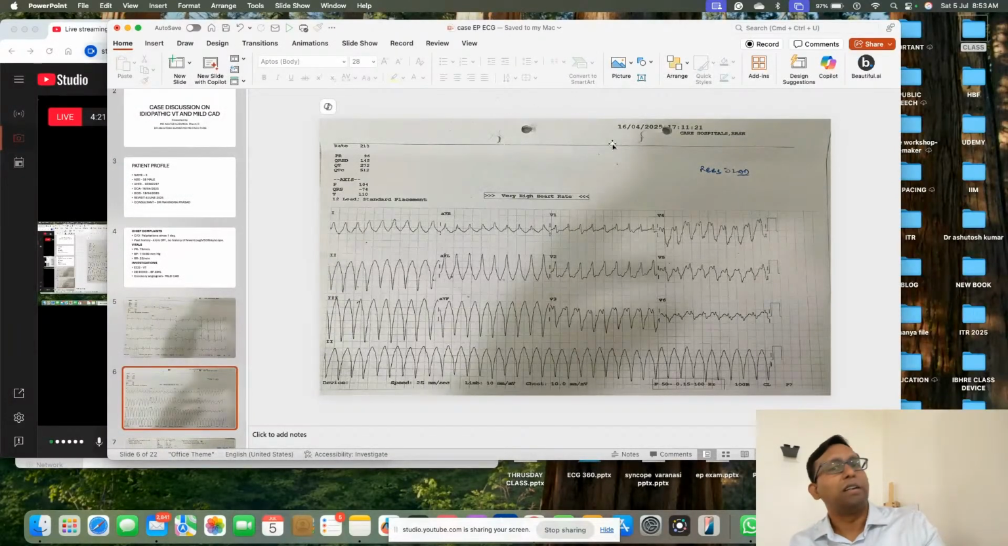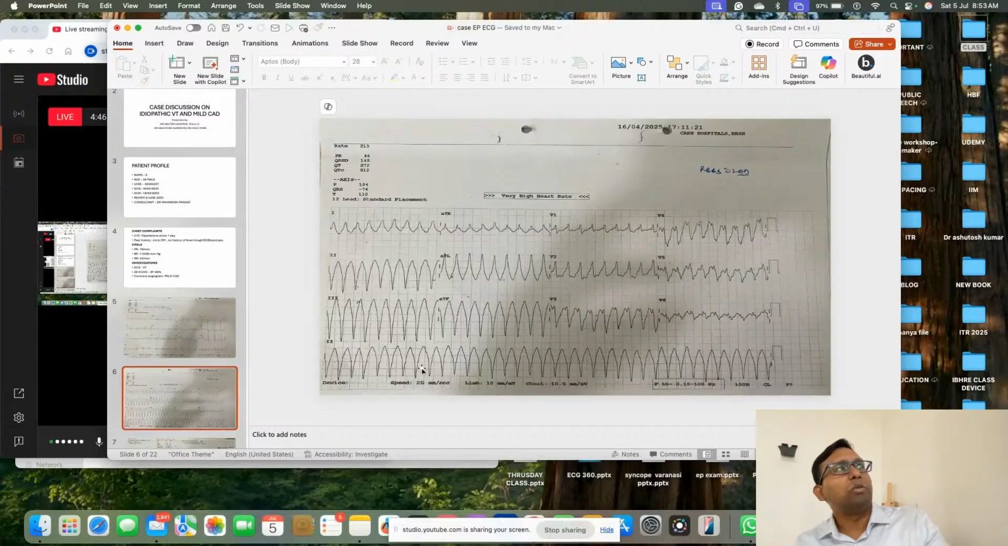Let me, you can see here now. So this is the RBB pattern, meaning V1 is positive, and here you can see leads 2 and 3. So 2 and 3, what is there? Left axis, because it is negative. So RBB with left axis, until proved otherwise, it is a fascicular VT with a wide QRS. Very simple. If you have to diagnose VT very easily, you have to see that.